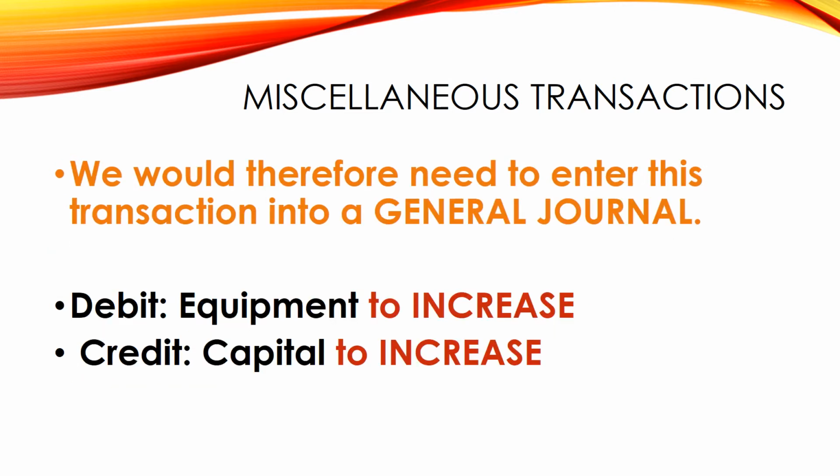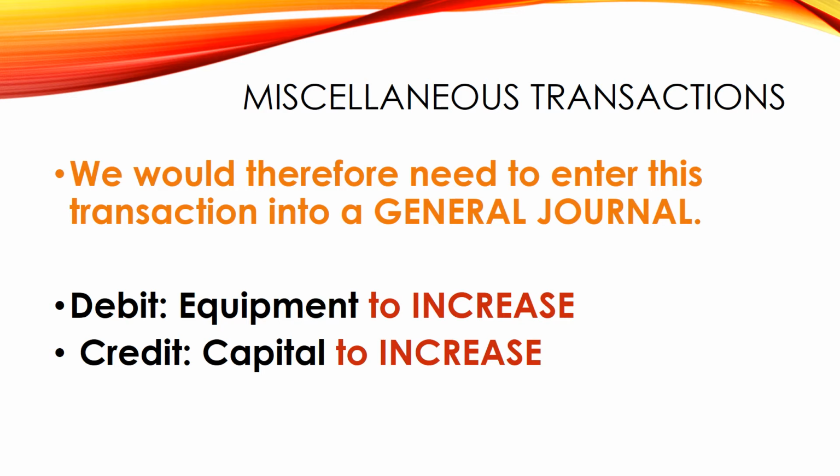So the General Journal is there to accommodate transactions that don't go into your normal journals that you've already completed. That is why we have a General Journal. So the same transaction, the owner contributed a computer worth 500 Rand. We will increase equipment by debiting it, and we will also increase capital by crediting it. And that would be a General Journal transaction.